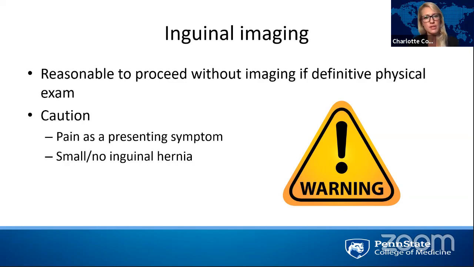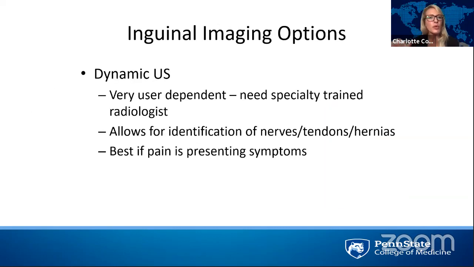And if their physical exam is relatively unremarkable, those are people where you should probably investigate other causes of their groin pain than a potential inguinal hernia. And we were pretty lucky where I did my fellowship. We had this wonderful MSK radiologist, which unfortunately not a lot of people have access to, but I really recommend, if possible, getting a dynamic ultrasound.